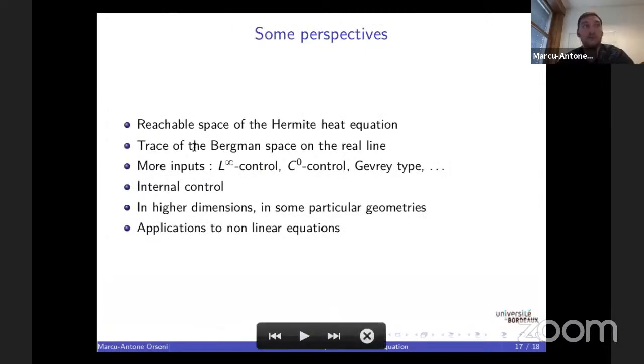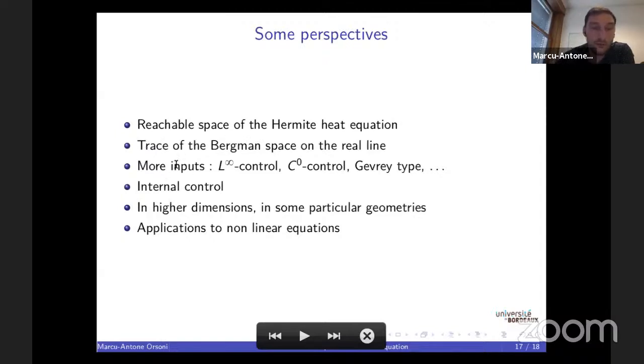Another question is, in fact, the reachable space is not the Bergman space of the square. In fact, we can identify the Bergman space of the square to this reachable space, but the functions in the reachable space are defined on (0, pi). So we want to identify, testing on the real line, if the function is in the Bergman space or not. So the question is, can we identify the trace of the Bergman space just testing on the real line? So it's again a complex analysis question, but I think it can be used in control theory.